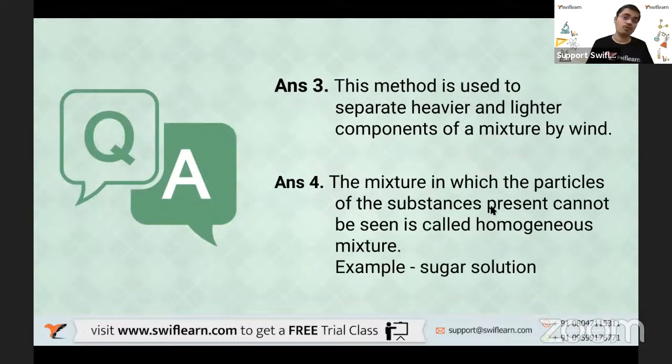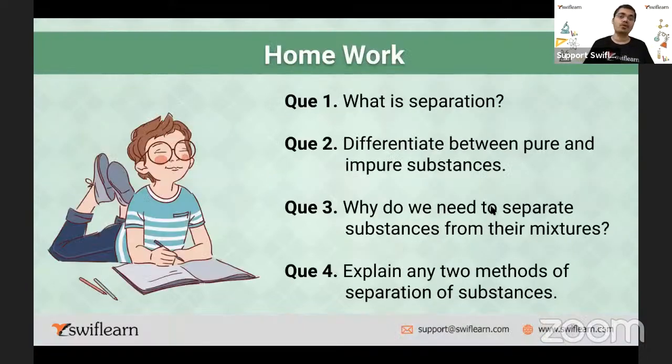I want to give you the homework, because unless students are given homework, they don't study, is it not? So this is the homework. Please note down. First question: what is separation, right? You have to define separation exactly as discussed in the slides, and also whatever the definition is in your books. Second question: differentiate between pure and impure substances. You can make two columns and differentiate. What do you mean by pure substance and what do you mean by impure substance? You can give some extra points as well, as per your wish.